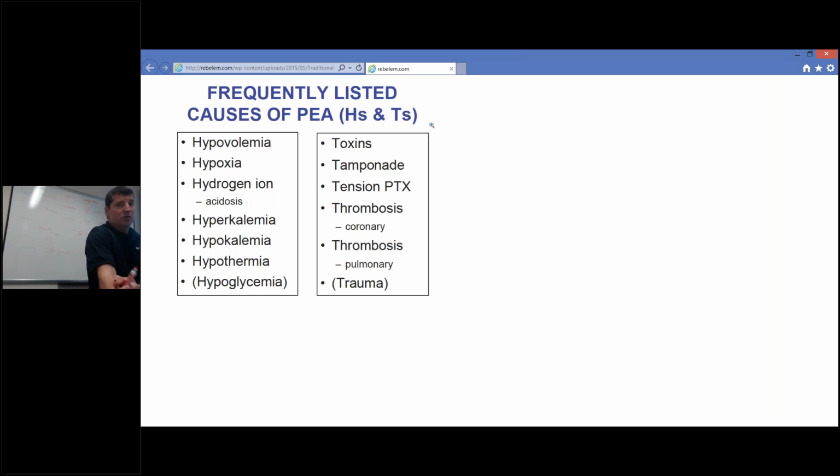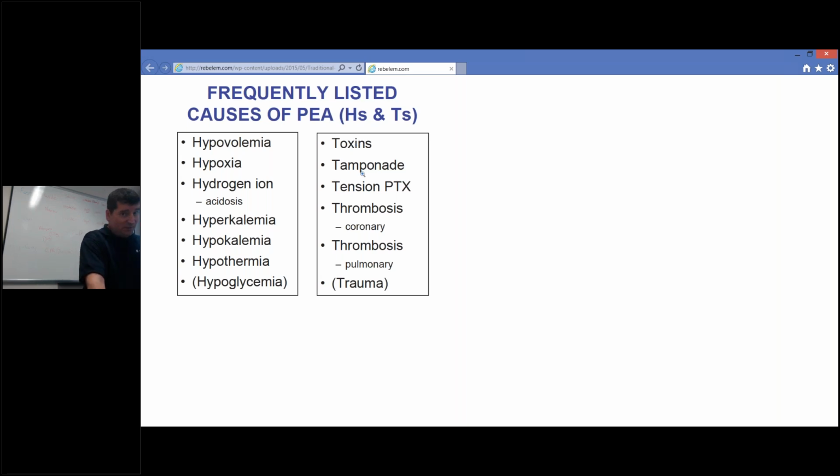Our T's, I want you to know these well: toxins. So our toxins are basically like our overdose. Did they have a calcium channel blocker? We're going to give them calcium. Did they have a beta blocker overdose? We're going to give them glucagon. Did they have a tricyclic overdose? We're going to give them sodium bicarb. We're going to talk about whatever the overdose is. So they give Narcan. Again, I told you my thing, but opioid overdose. We can consider Narcan to reverse if we want to do that.